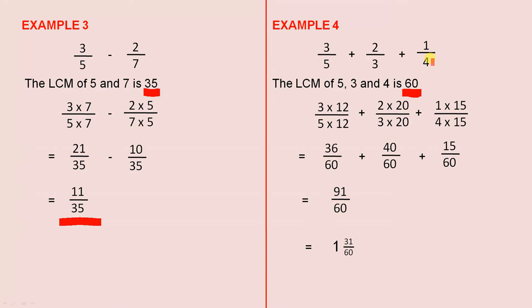And for that denominator there to be 60, I multiply top and bottom by 15. That's what I've done there, which gives me 15 over 60. 36 over 60 plus 40 over 60 plus 15 over 60 is 91 over 60, which is 1 and 31 over 60.